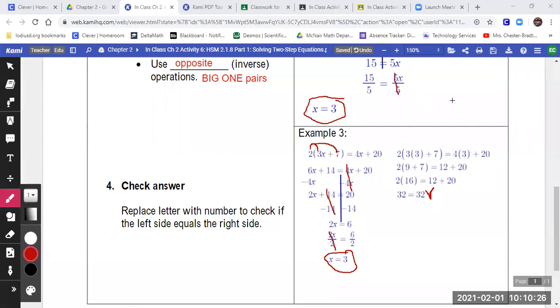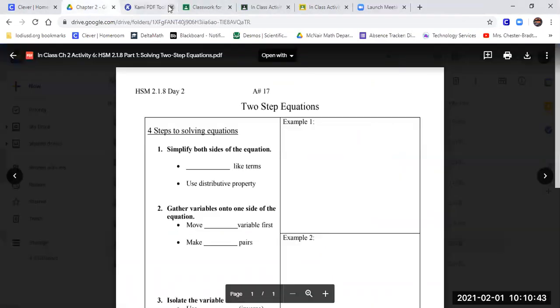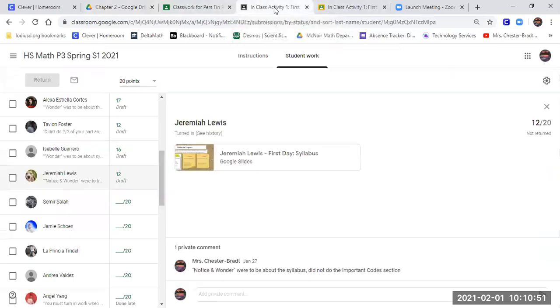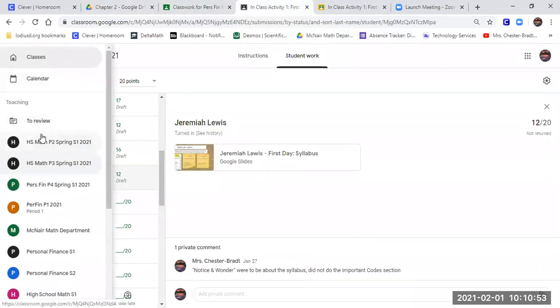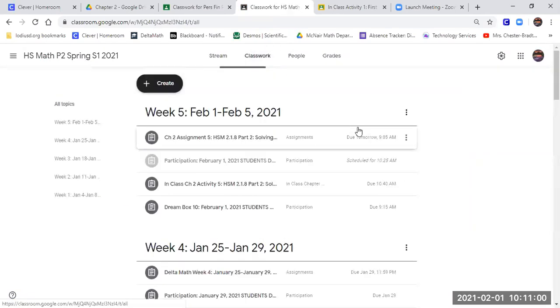Okay, hit turn in. Go up here and hit save first though. Save now, just to be on the safe side. Then go ahead and hit the turn in button. Get us back to our Google Classroom. So turn that in, done or not, turn it in.